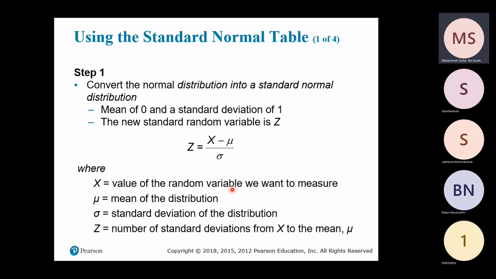So how to use the normal distribution? To calculate probability from the normal distribution directly is quite challenging. So what the mathematicians, the researchers do, they create what we call a standard normal table. Using the standard normal table, we can calculate the probability from the normal distribution.